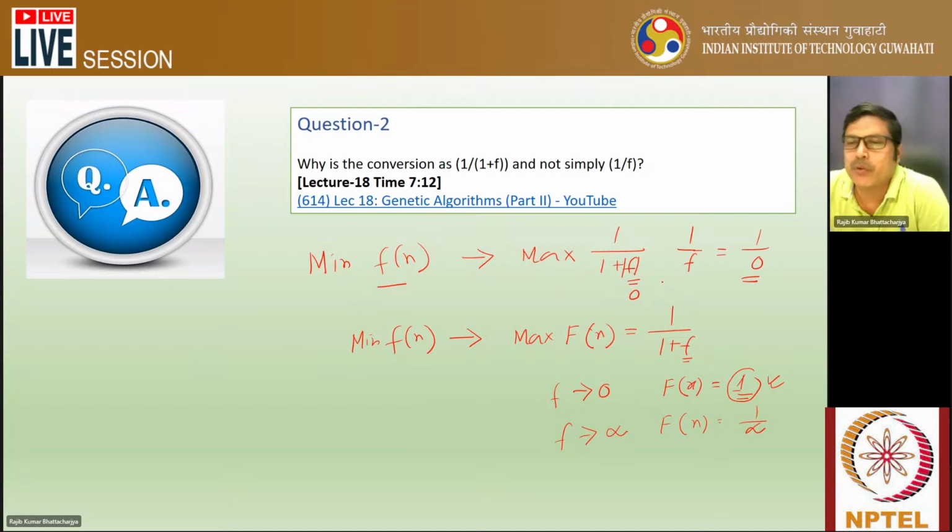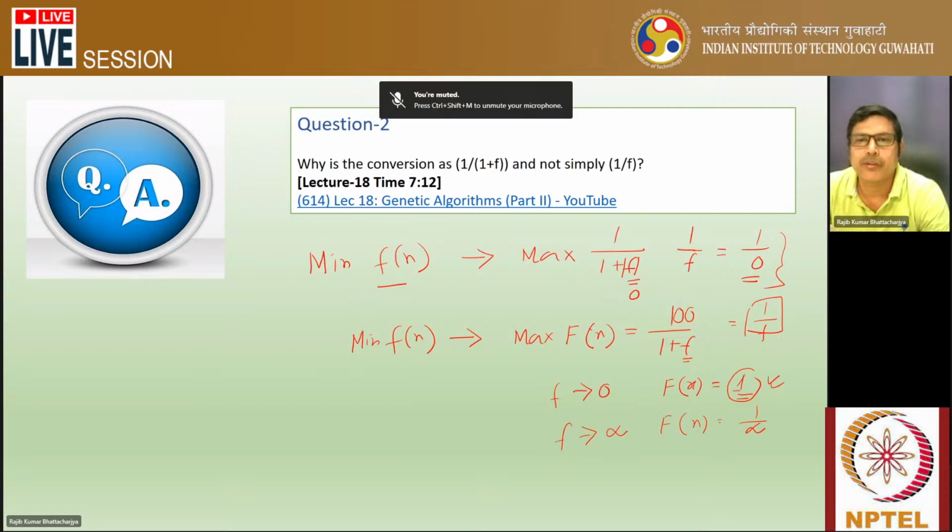Sometimes, depending upon what problem you are using, you can also take 10, or you can also take 100, but we are not using 1 by f, in order to avoid this situation. I hope this is clear. So in this case, we are writing 1 by 1 plus f.